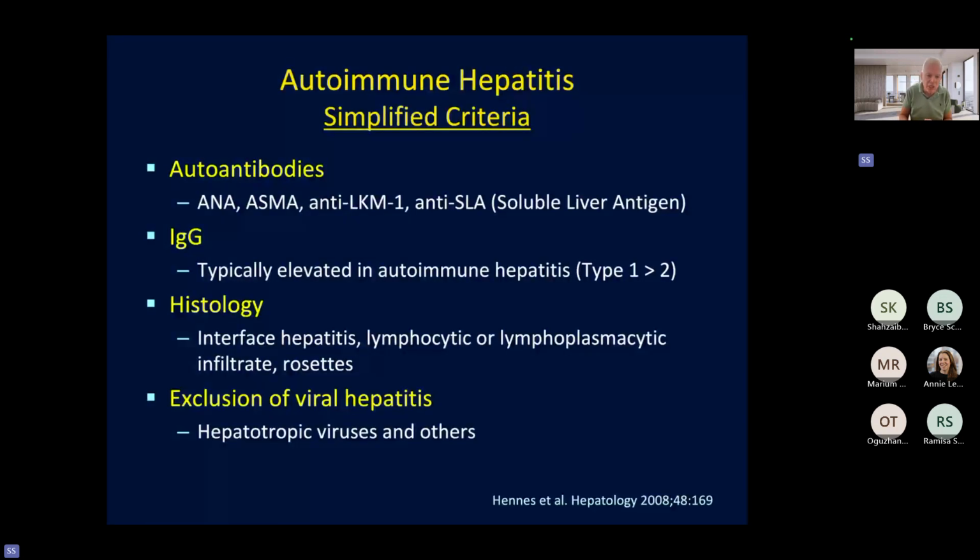And the histology includes, again, interface hepatitis or piecemeal necrosis with a marked lymphocytic or lymphoplasmacytic infiltrate and the formation of hepatocellular rosetting. And I'll show you some slides that represent that. And again, one needs to, of course, exclude other viral hepatitis syndromes, particularly Hep B and Hep C.